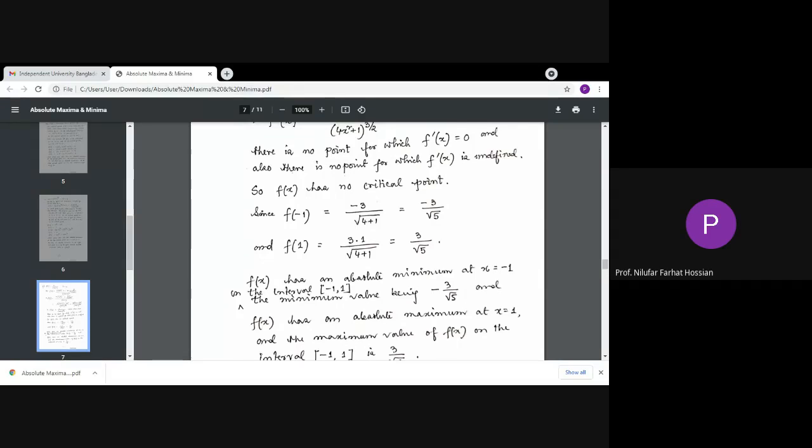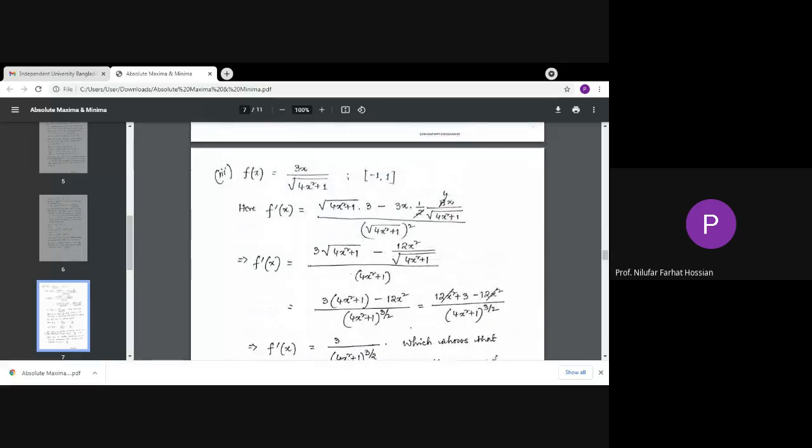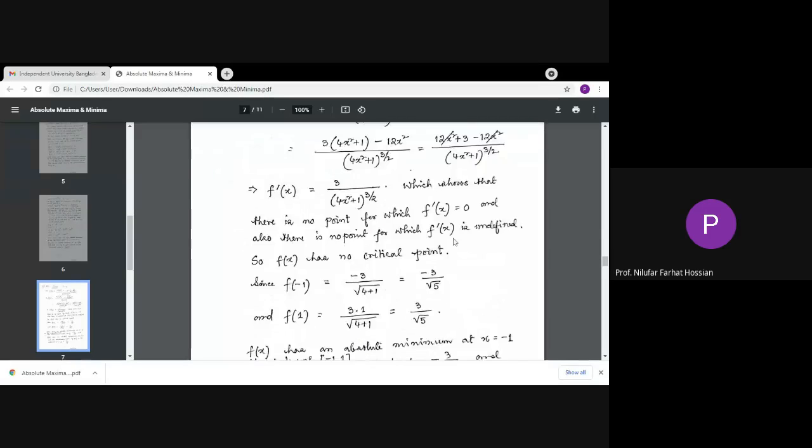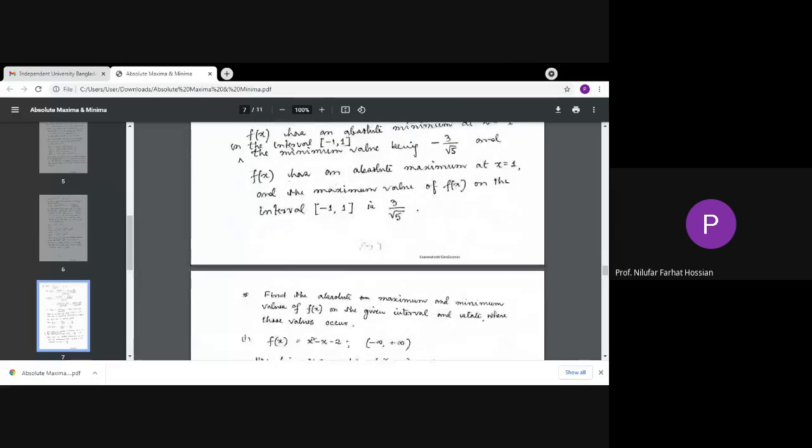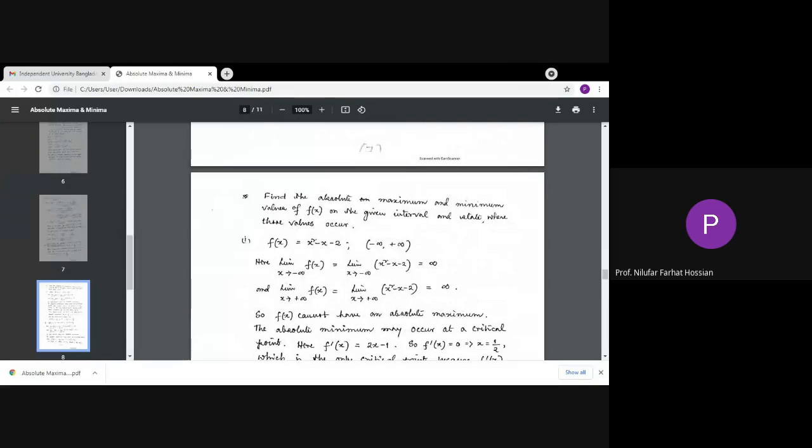If there were any discontinuity here, then the case would be different. Definitely, it will be a little complicated and it will be different. Now, there are some problems in which the interval is -infinity up to +infinity. I told you that here the steppings will be a little different. Find the absolute maximum and absolute minimum values of f(x) on the given interval and state where those values occur. So this is your function f(x) = x² - x - 2, and the interval is -infinity to +infinity.